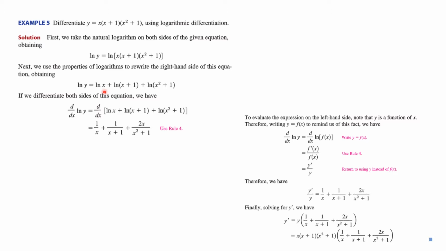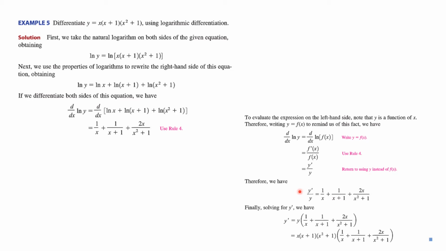But then we take the derivative of this. This is the derivative of a sum, which is the sum of the derivatives, but these derivatives now are quite simple to compute. The derivative of ln x is 1 over x. The derivative of ln of (x plus 1) is 1 over (x plus 1), and the derivative of ln of (x squared plus 1) is 1 over u times du dx. That is the chain rule. So on this side we have 1 over y times y prime, and on this side we have this.